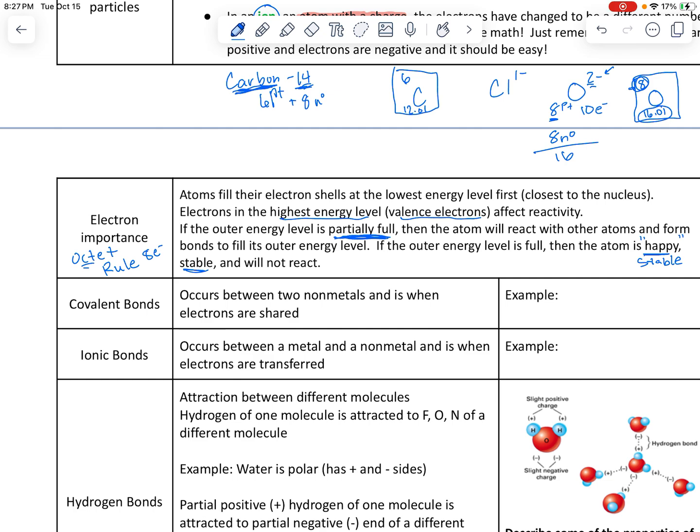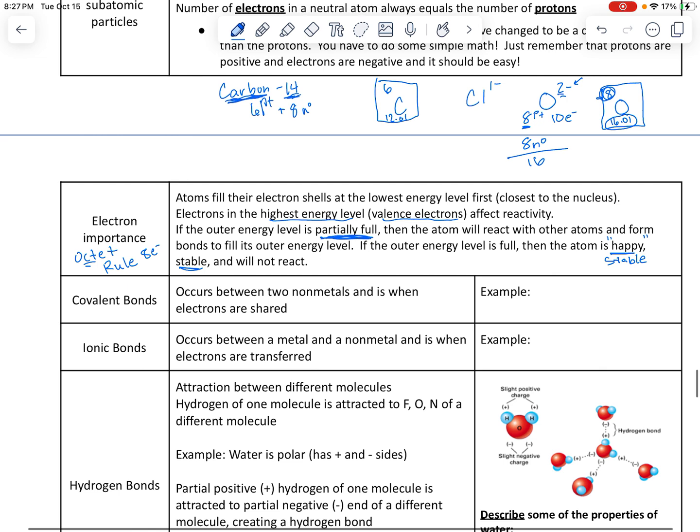So how does it get there? Well, there's a couple ways that atoms that are not stable can get to that octet rule. If you have basically 2 nonmetals, when they bond together, they share electrons. So a real common example is H2O. Carbon dioxide would be another one. So hydrogen and oxygen, both nonmetals. Carbon and oxygen, both nonmetals. They're going to share electrons.